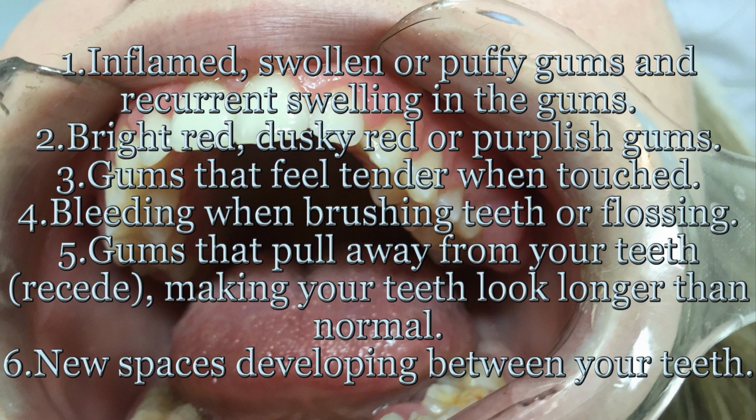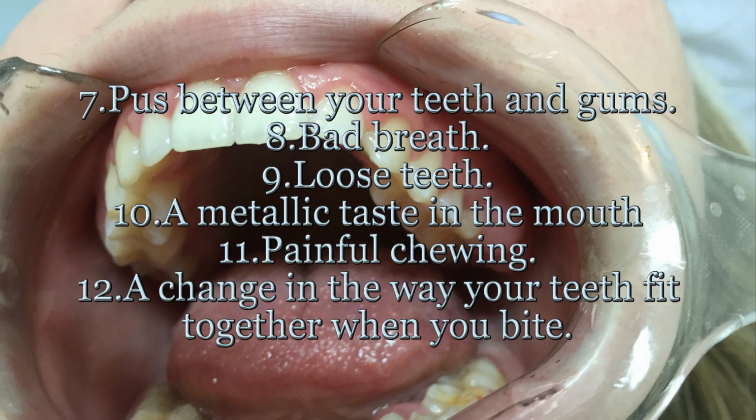6. New spaces developing between your teeth. 7. Pus between your teeth and gums. 8. Bad breath. 9. Loose teeth. 10. A metallic taste in the mouth. 11. Painful chewing. 12. A change in the way your teeth fit together when you bite.